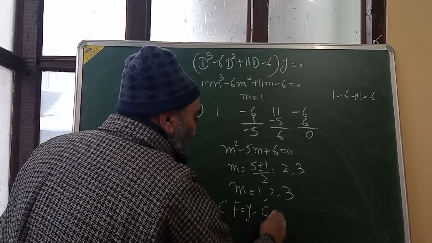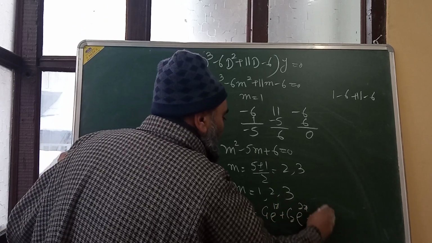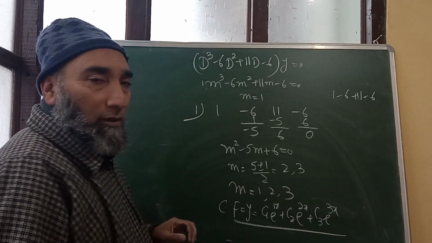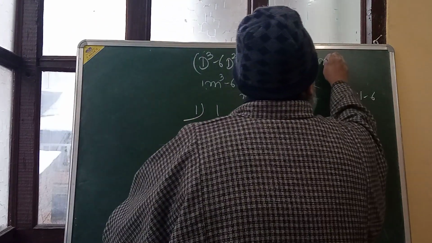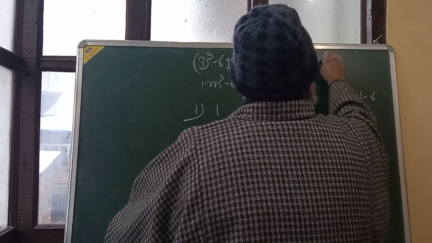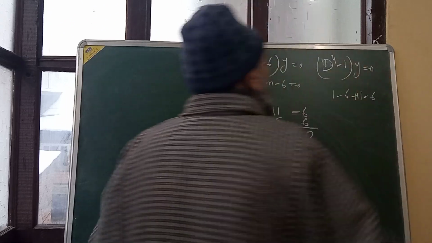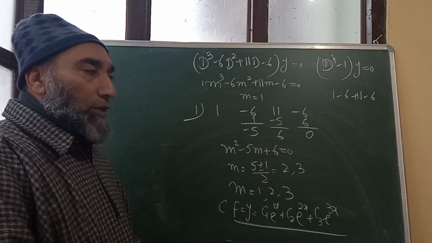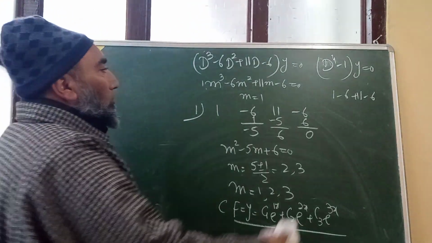It is c1 e raised to power 1x, c2 e raised to power 2x, c3 e raised to power 3x. Got it? What about D⁴ minus 1? How will you write this equation, D⁴ minus 1?